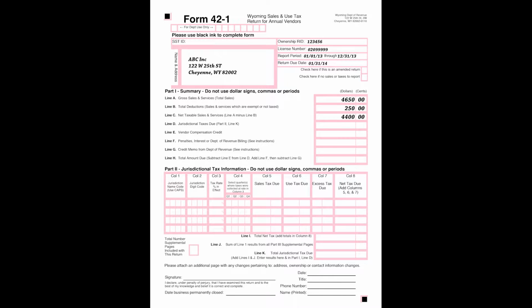In this case, the business had sales for the year of $1,000 that occurred in Laramie County at a tax rate of 6%. So you will enter the jurisdictional codes into columns 1, 2, and 3 and place X's into all 4 quarters in column 4, as there were no tax changes in that county for the year. The reportable tax of $60 would then be entered into column 5 for sales tax due.